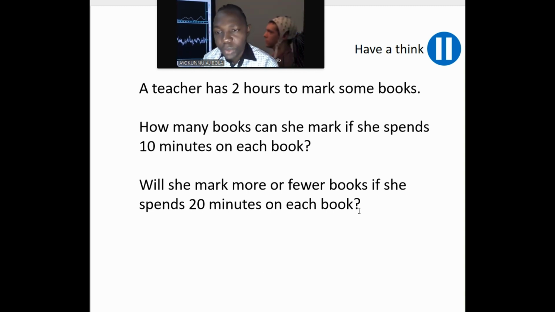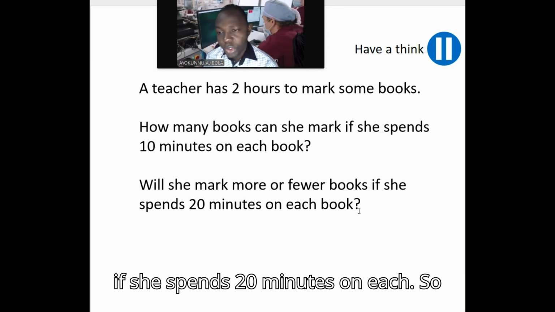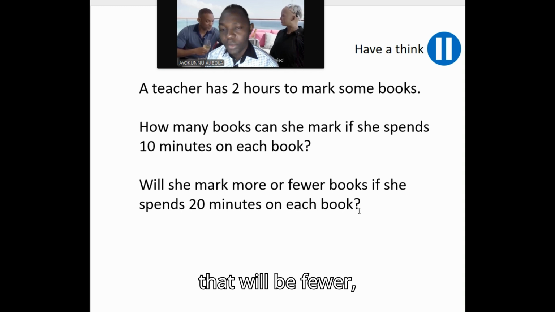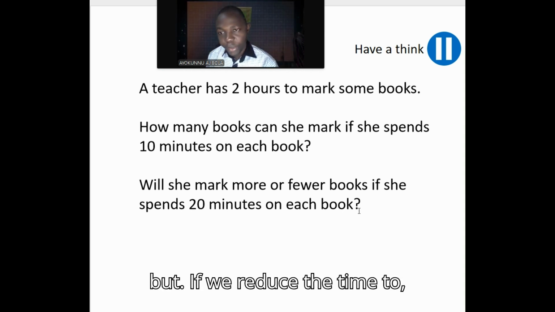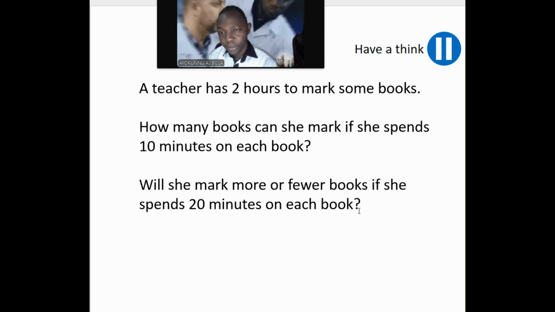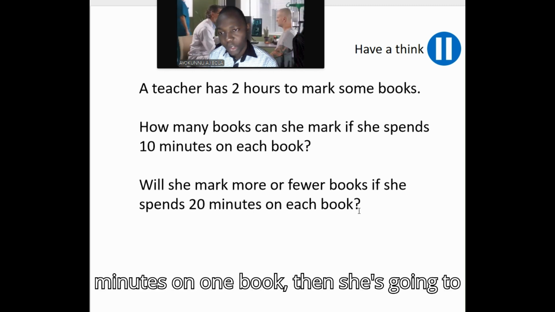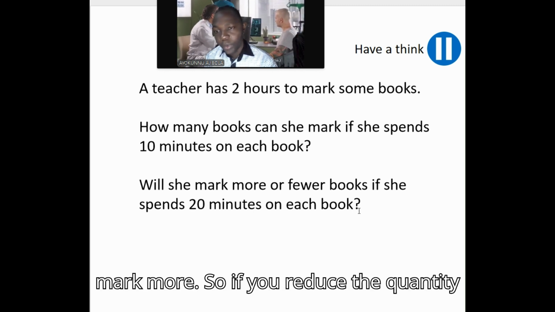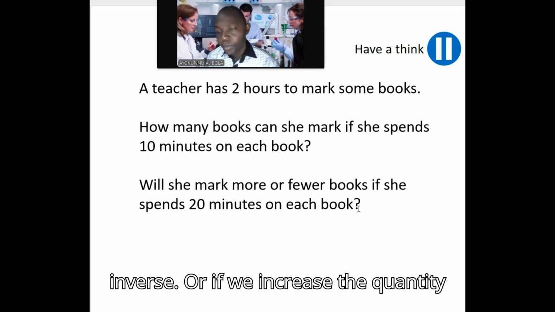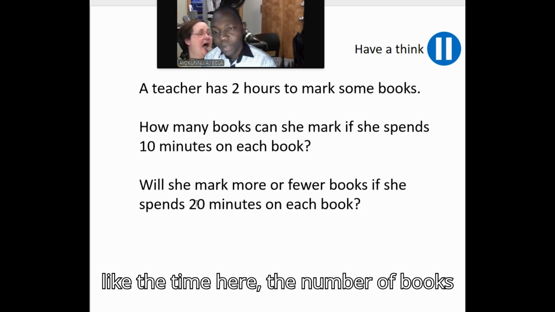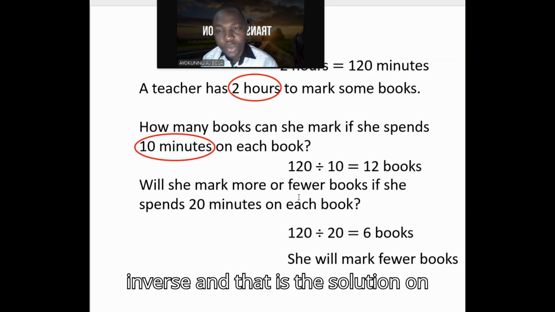Will she mark more or fewer books if she spends 20 minutes on each? So that will be fewer. But if we reduce the time to 5 minutes on one book, then she's going to mark more. So if you reduce the quantity and the other one increases, it's inverse. Or if you increase the quantity, like the time here, the number of books is going to be fewer. So that's also inverse.